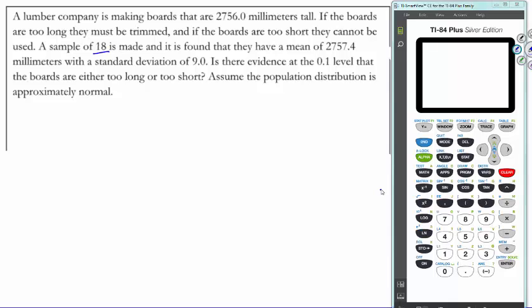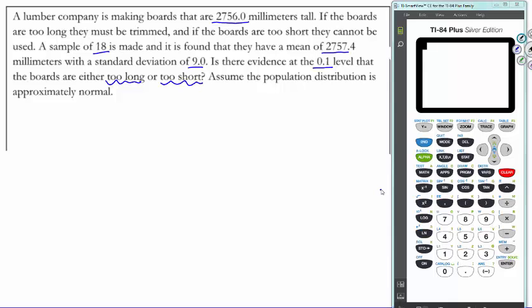So the boards themselves are supposed to be 2756 millimeters tall. They sampled 18 and found that the mean of the 18 was 2757.4 millimeters, and there was a standard deviation of 9.0. The level of significance is 0.1, and we want to determine if they are too long or too short.